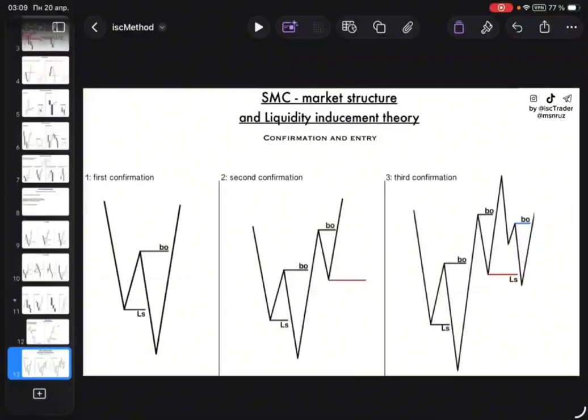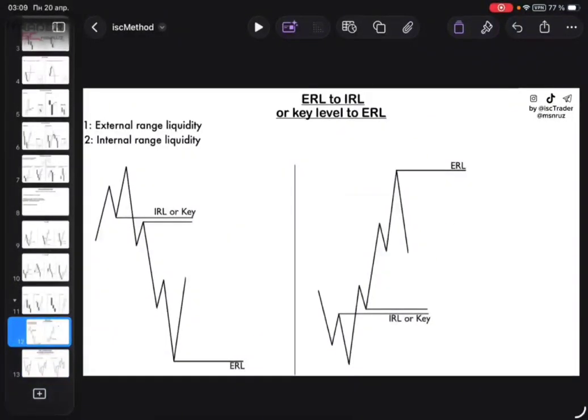Before the market structure, we need to understand that the market goes from the external range liquidity to the internal range liquidity. The market always takes the internal range liquidity and moves to the external range liquidity. That is, this internal range is liquidity inducement. They might also refer to it as an inducement, or the market moves from the K levels, SNR K levels, and moves towards the external range liquidity.